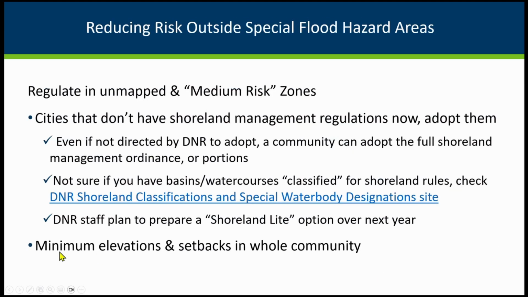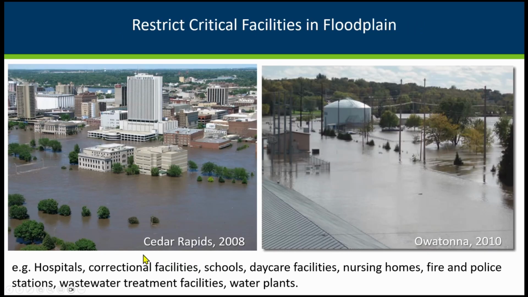The other thing here is minimum elevations and setbacks in the whole community, like that Plymouth example. And I mentioned restricting critical facilities. Here's just a couple examples of why you would want that. Cedar Rapids in 2008. I think many of us heard about the big impacts they had to these public facilities that were on an island in the middle of the river that really got impacted. Owatonna here, an example of the water facilities there.